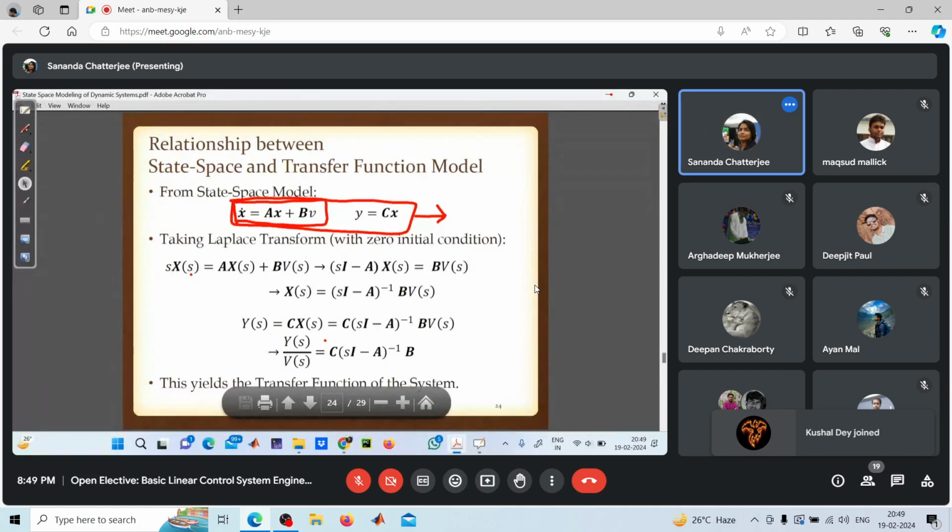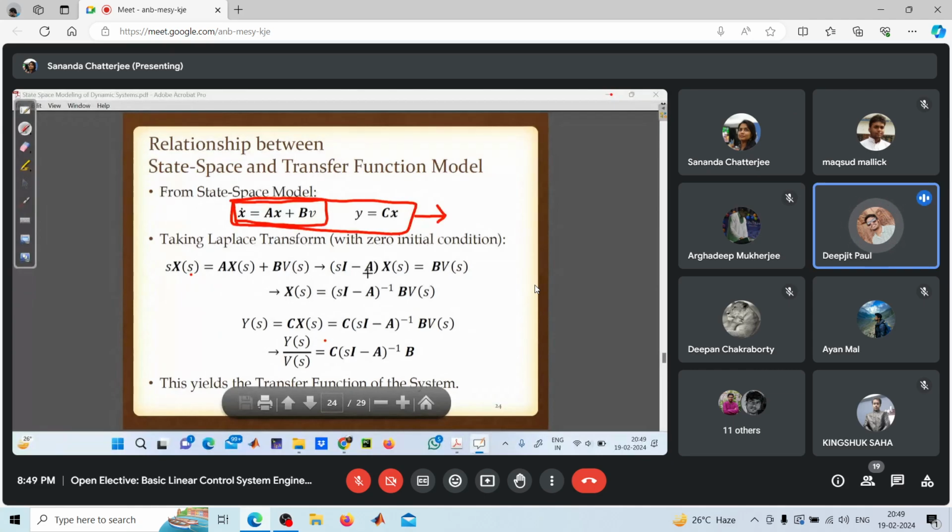Next we will get X(s) as (sI minus A) inverse B V(s). Why is this I required? Can anybody tell me why we are writing sI minus A? Because A is a matrix. The dimension of x is n, so A will be n cross n in nature. Therefore, I is the identity matrix of order n, an n cross n identity matrix.